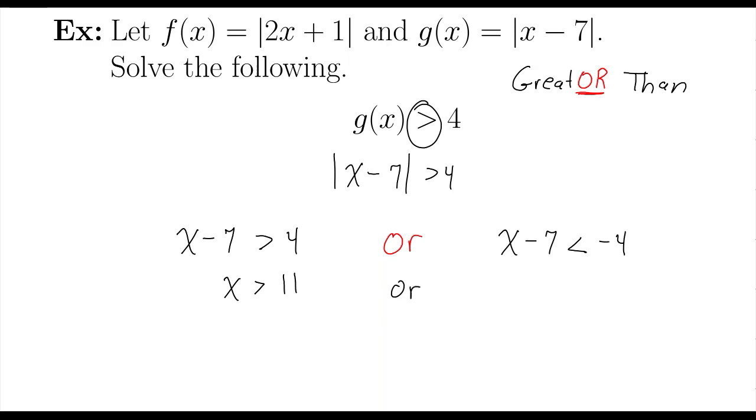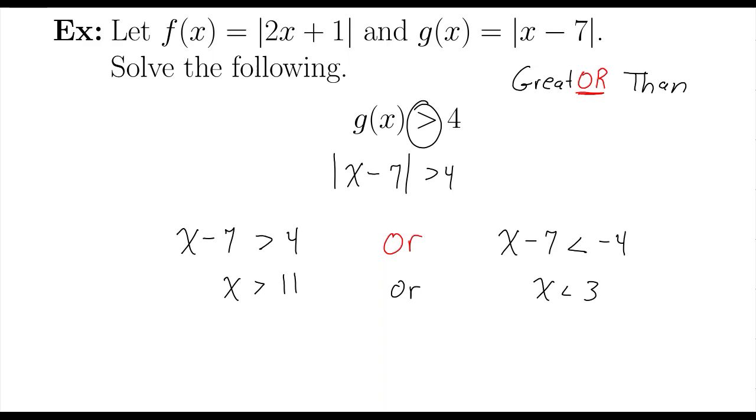Or, add 7 to both sides. Negative 4 plus 7 is 3. So x is greater than 11, or x is less than 3.